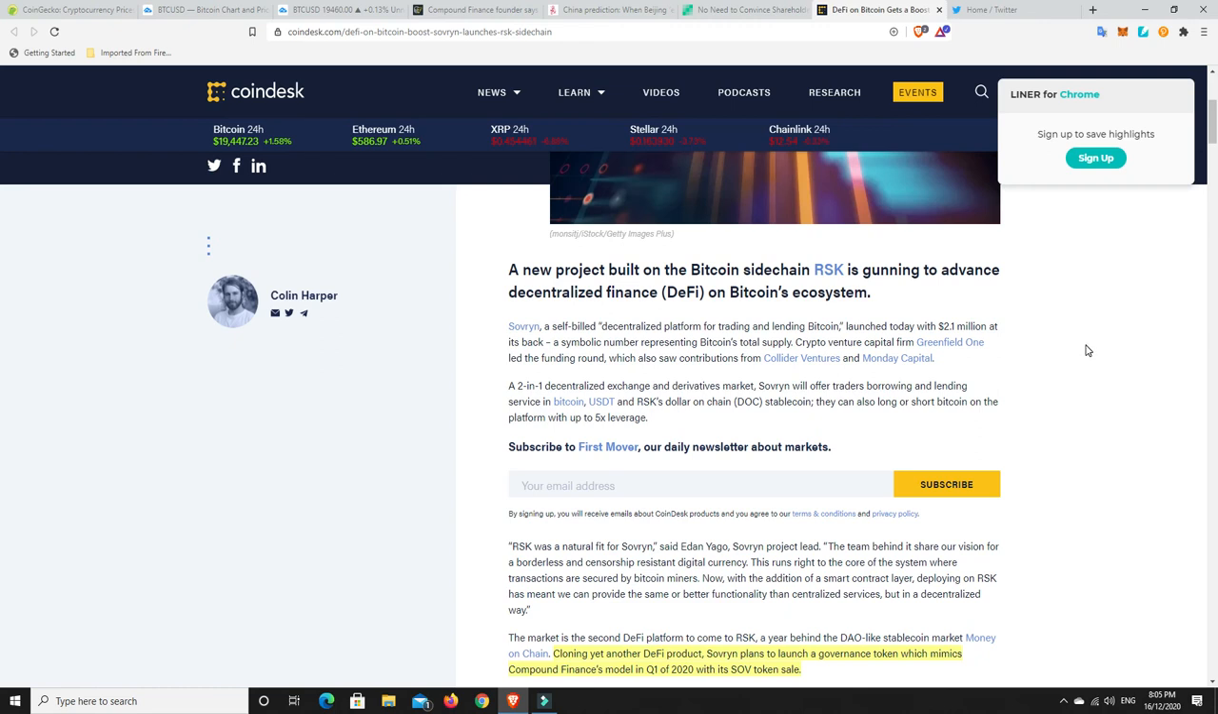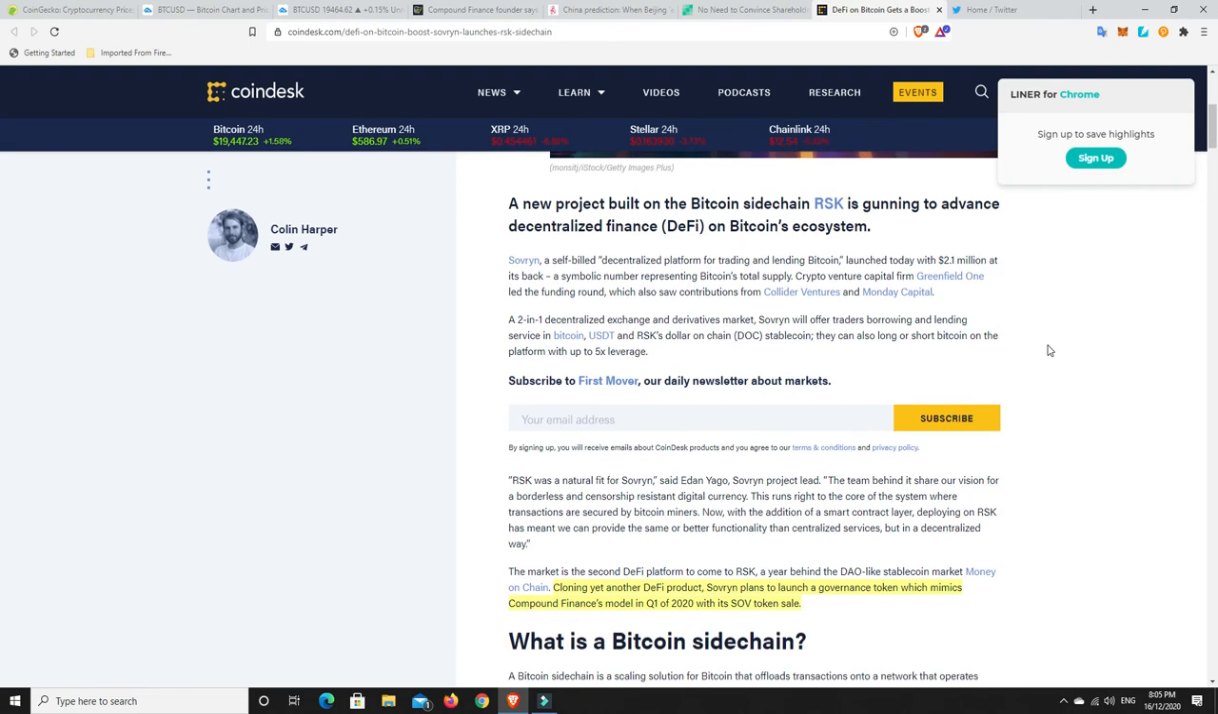Crypto venture capital firm Greenfeld One led the funding round, which also saw contributions from Collider Ventures and Monday Capital. A two-in-one decentralized exchange and derivatives market, Sovereign will offer traders borrowing and lending services in Bitcoin, USDT, and RSK's dollar on chain or DOC stablecoin. They can also long or short Bitcoin on the platform with up to 5x leverage. So Bitcoin finally has its side chains and is getting DeFi on the chain itself. And so that's really good.